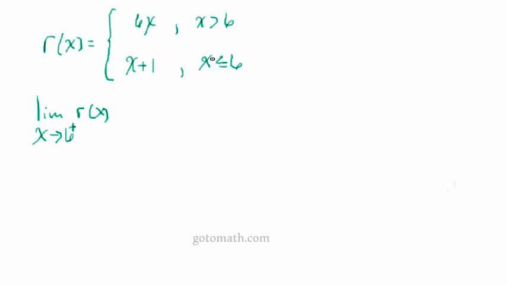Now if we're coming in from the right hand side, we're going to be using this part of the piecewise function because this says x is greater than 6. So I'm just going to go ahead and rewrite this limit and throw 6x in there since this is the one we're going to be using. Now we can just do direct substitution, plug in 6 directly, and we get 36 out. Even though it says we're not allowed to use 6, we're going to anyway.